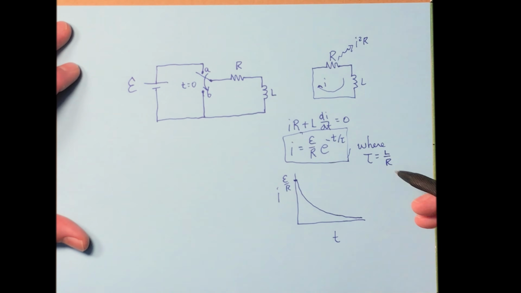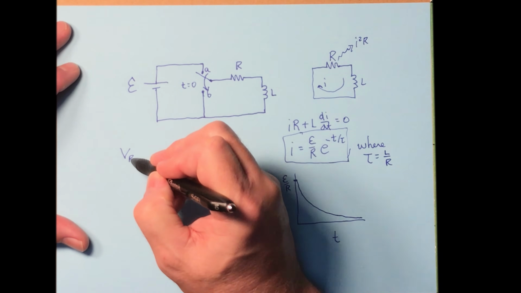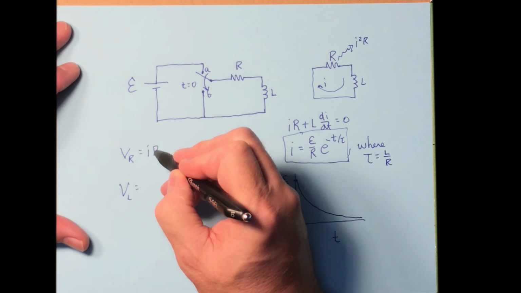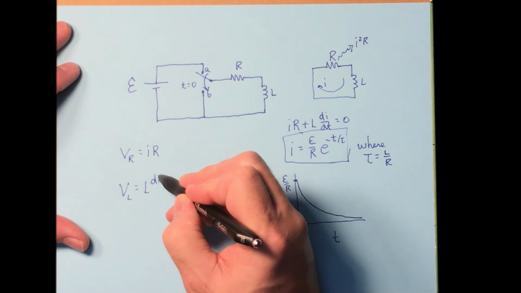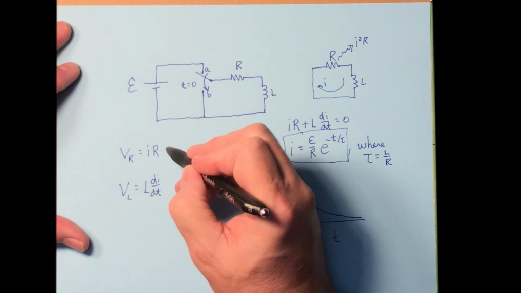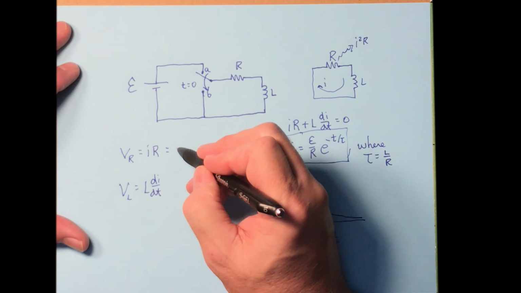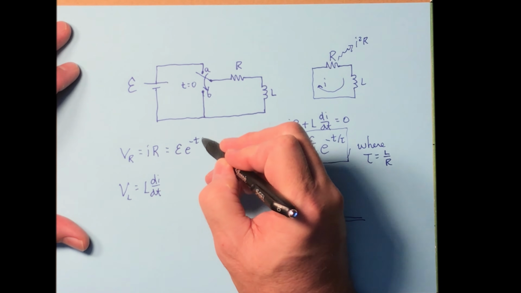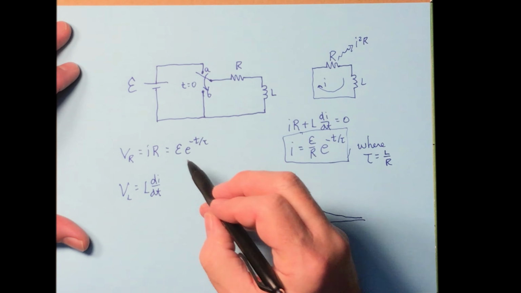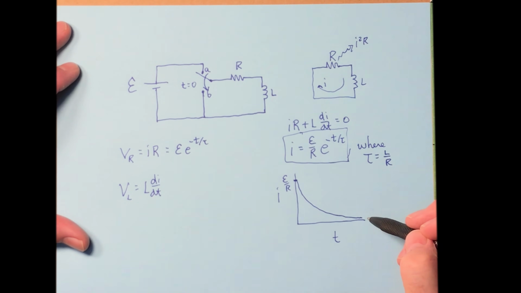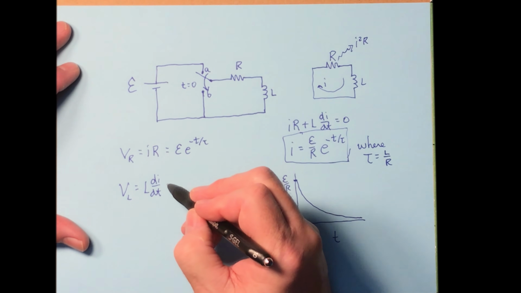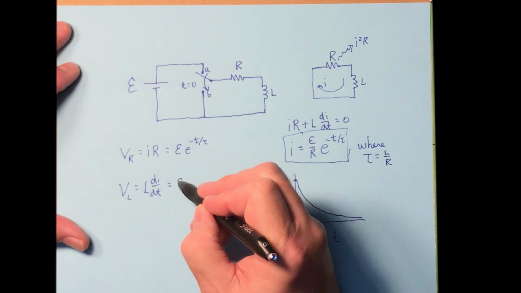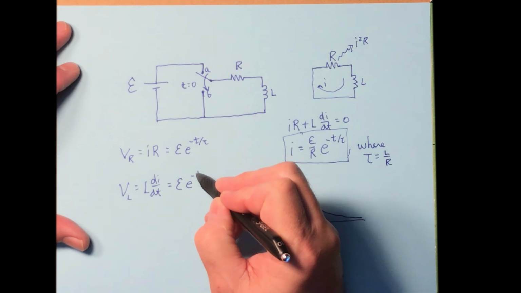And then if we go through the same reasoning, okay, what is the voltage across the resistor? What is the voltage across the inductor? This is going to be I times R. This is going to be L di/dt. And you'll discover that this is E times e to the negative t over tau, that it dies at the same rate as this current. And you'll discover that this also is going to be E times e to the negative t over tau.